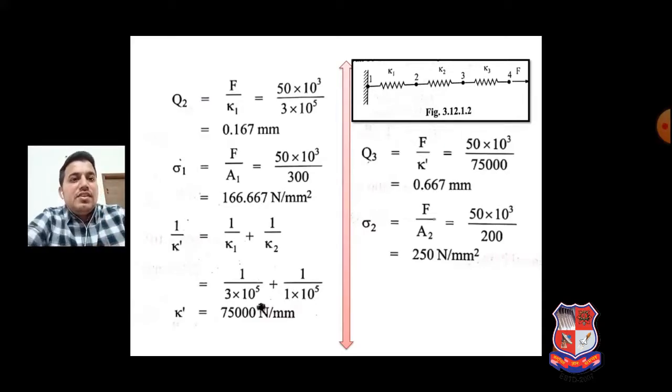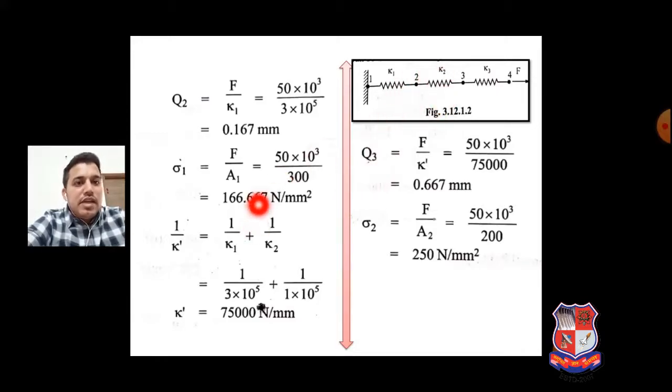So have you understood? Again I will recall it. First of all we find the displacement for element number 1 and node number 2. So here we find the displacement Q2, and for the whole element number 1 we can find the stress. Okay, now in the second step, to find the displacement at Q3, meaning at node number 3, we have to combine K1 plus K2.